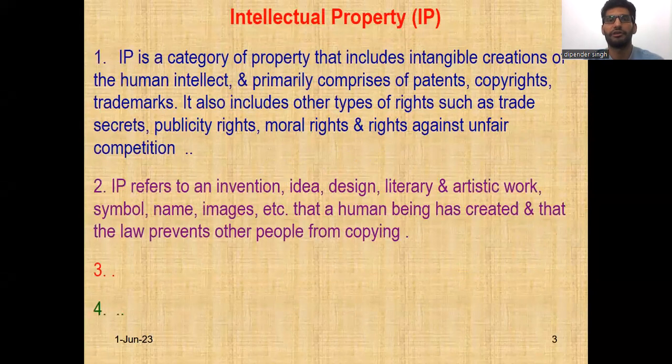Today we will discuss intellectual property, patents, copyrights, and trade secrets. Intellectual property is a category of property that includes intangible creations of the human intellect and primarily comprises patents, copyrights, and trademarks. It also includes other types of rights, such as trade secrets, publicity rights, moral rights, and rights against unfair competition. Intellectual property refers to an invention, idea, design, literary and artistic work, symbol, name, images, etc. that a human being has created and the law prevents other people from copying.